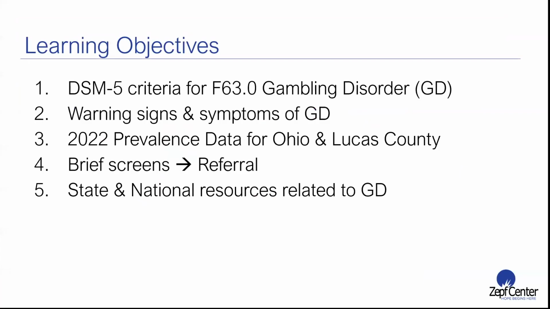So here are the learning objectives that we are going to try and achieve in this video. Learning the DSM-5 criteria for gambling disorder, which will be referred to as GD throughout the rest of the presentation. Warning signs and symptoms of gambling disorder, giving you a look at the prevalence data for the state of Ohio and Lucas County about gambling disorder, learning about some very brief screens and how you might use those to refer to treatment, and then some state and national resources related to gambling disorder that you can give to your clients if they're looking for them.